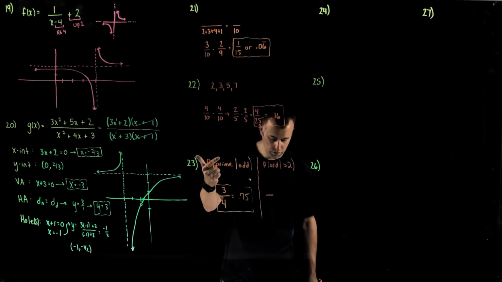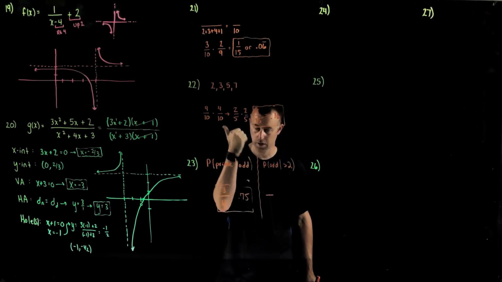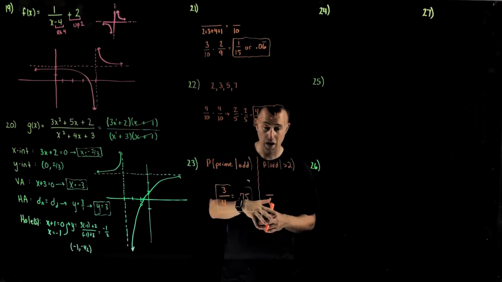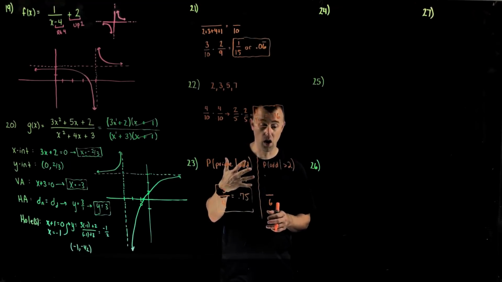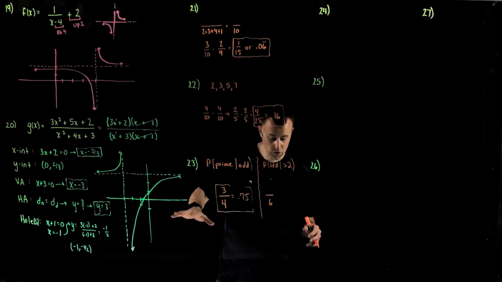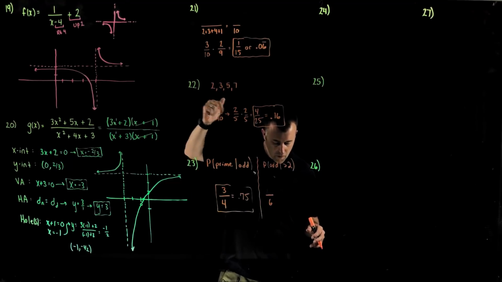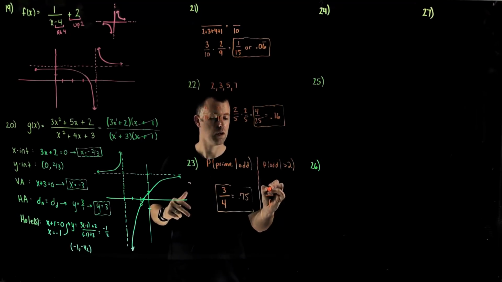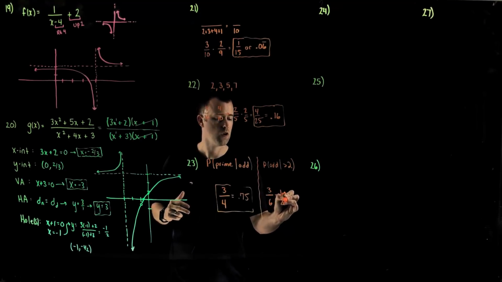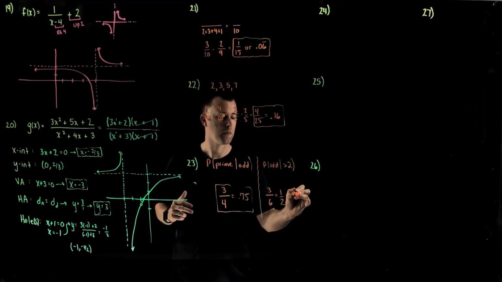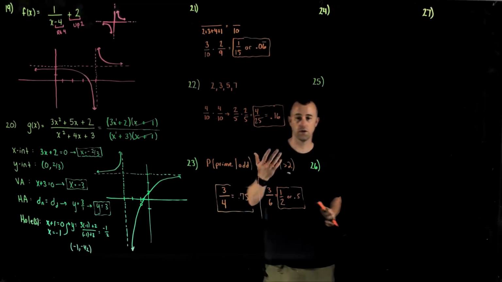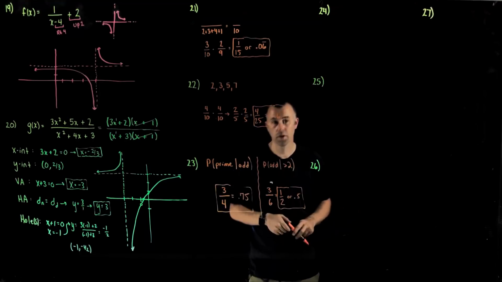Greater than 2 is 3, 4, 5, 6, 7, 8. So I have 6 total numbers. Out of those 6 total numbers, how many of them are odd? So I have greater than 2, I have 3, 5, and 7. So I have 3 numbers out of the 6. So 1/2 or 0.5, 50%, that are going to be greater than 2 from that group. So that's all you're doing on 23. Obviously, you have to know how to read that and what it means.